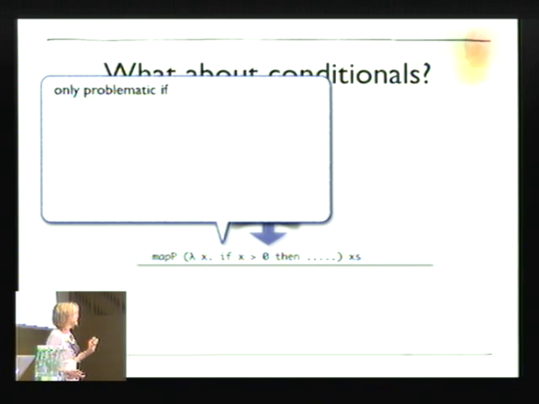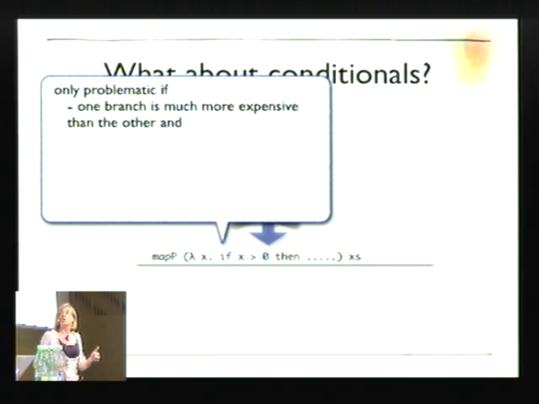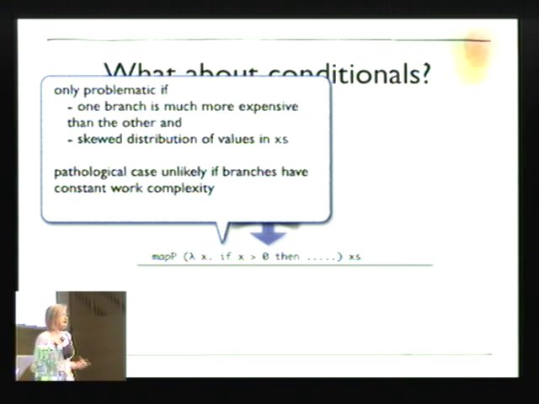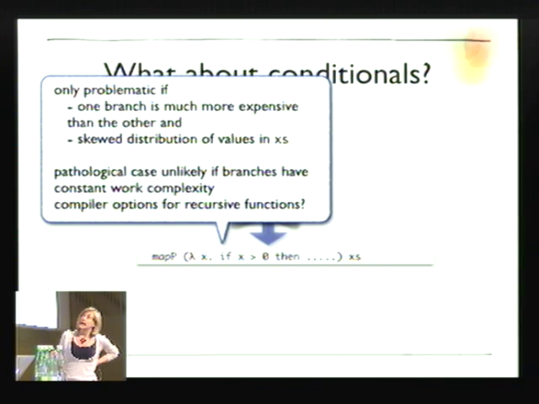Because if you look at it, load imbalance only becomes a problem if one of the branches is really expensive, the other is not, and also the distribution of the values in the vector is skewed. I tried to construct pathological cases where this is a problem, and it's really hard to do so, because memory access, just touching the element to check whether the condition is true or false, is so much more expensive than even fairly expensive arithmetic operations that it's cheaper to execute the operation straight away. So if both branches have a constant work complexity, pathological cases are hard to construct.